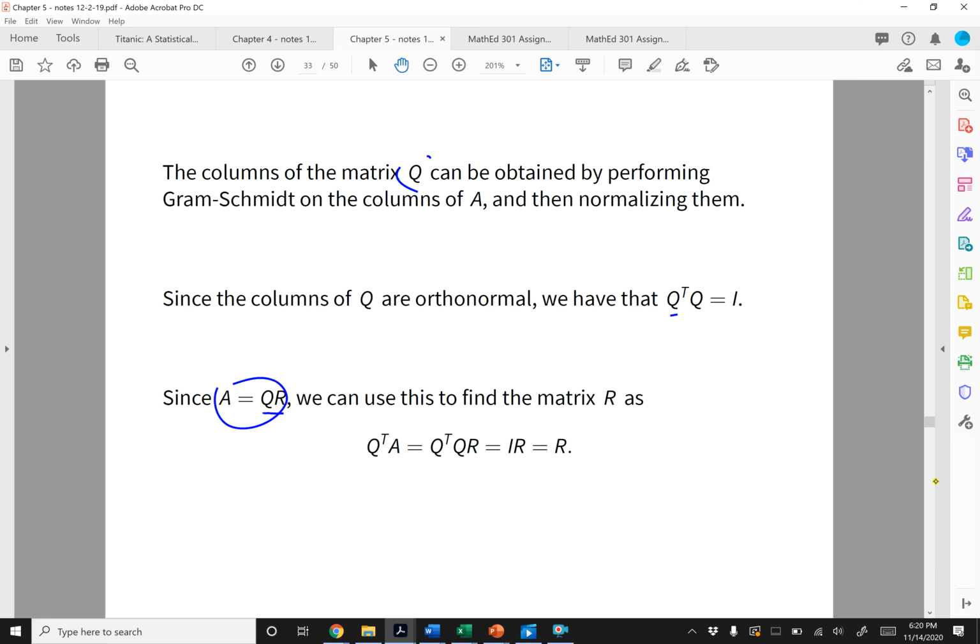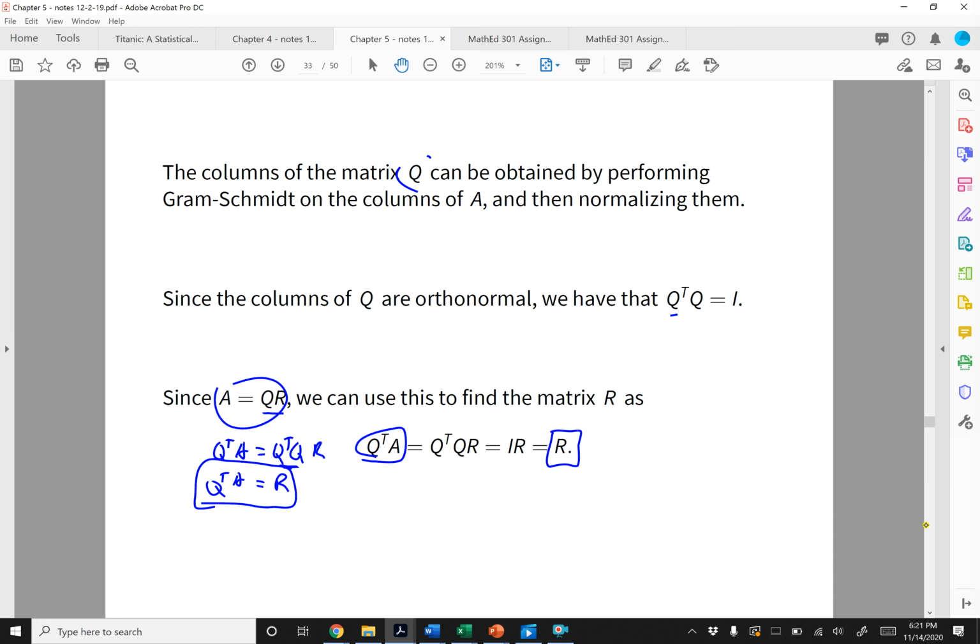So we're going to multiply both sides by Q transpose. So Q transpose A equals Q transpose QR, but this is just the identity matrix. So Q transpose A equals R. This is our shortcut for finding R. So once you find Q, you take the transpose, multiply it by A, and that is R. Slick. So really all the work is finding Q.